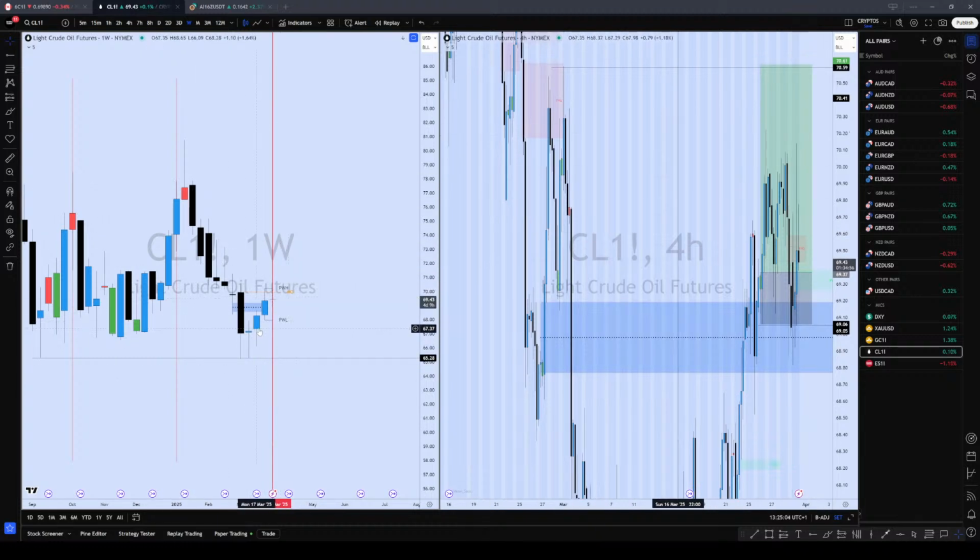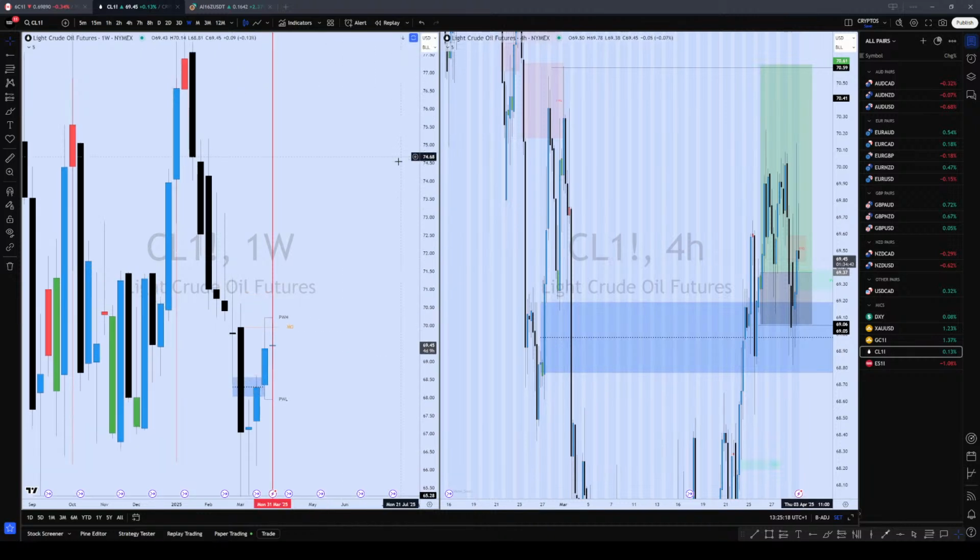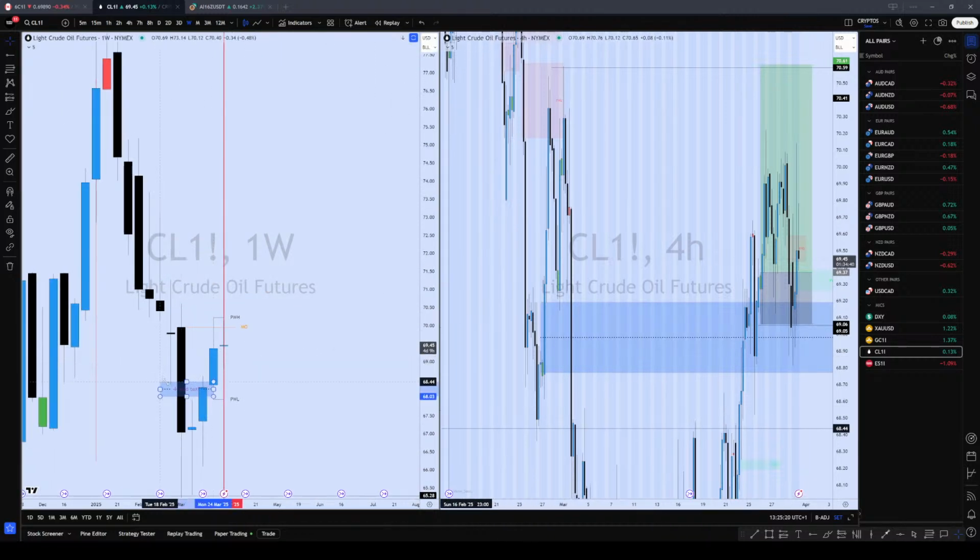The only downside to it is it did not give any fair value gap here, or trade above a down candle. The only thing that it has done is basically trade through a gap, which is this one here.